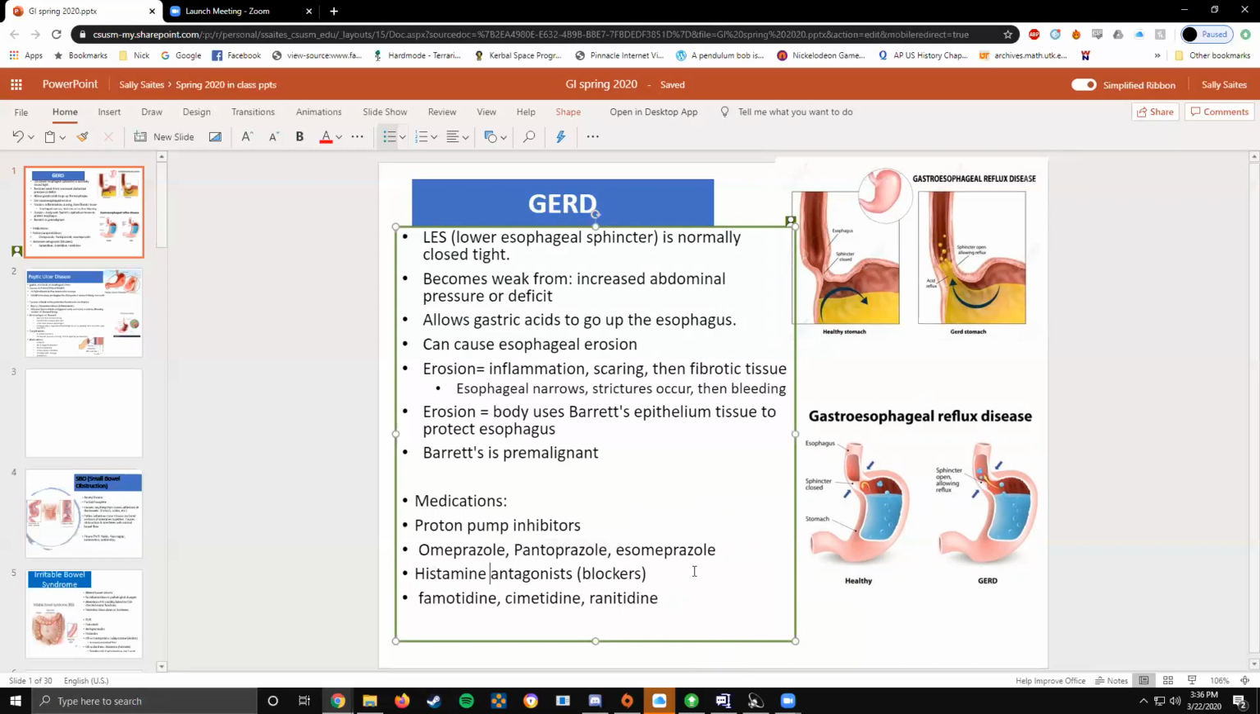Another one is the histamine 2 antagonist blockers, and those would be famotidine, cimetidine, and ranitidine. And all of these in their own way, which you'll read up on in the med sheet, decrease the acid production or slow the acid production itself. Okay.